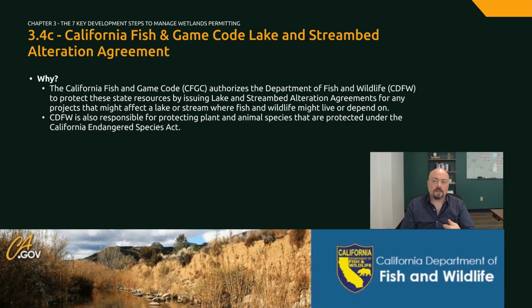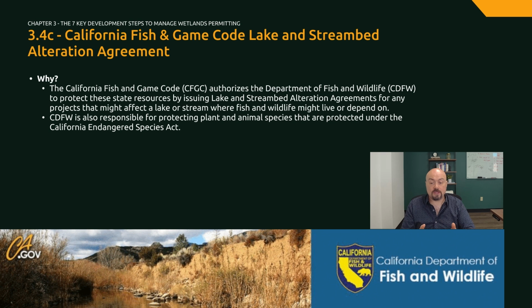Next, we're going to talk about the California Fish and Game Code and the Department of Fish and Wildlife that issues permits under it. The California Fish and Game Code authorizes the Department of Fish and Wildlife to protect these state resources by issuing lake and streambed alteration agreements for any projects that might affect a lake or stream where fish and wildlife may be living or depend on.